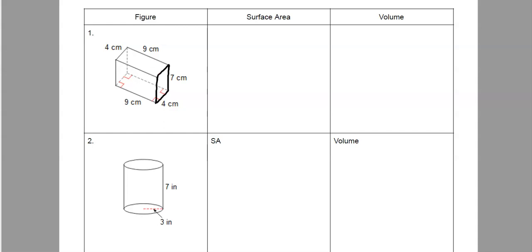So that's 7 by 4. So we have 28, and we have 2 of those because we have this side over here that matches as well. So that's 56. Then we have this front, which is 9 by 7, and we have 2 of those. We have the front and we have the back. So we have 2 9 by 7s. So 2 63s, which I believe is 126.